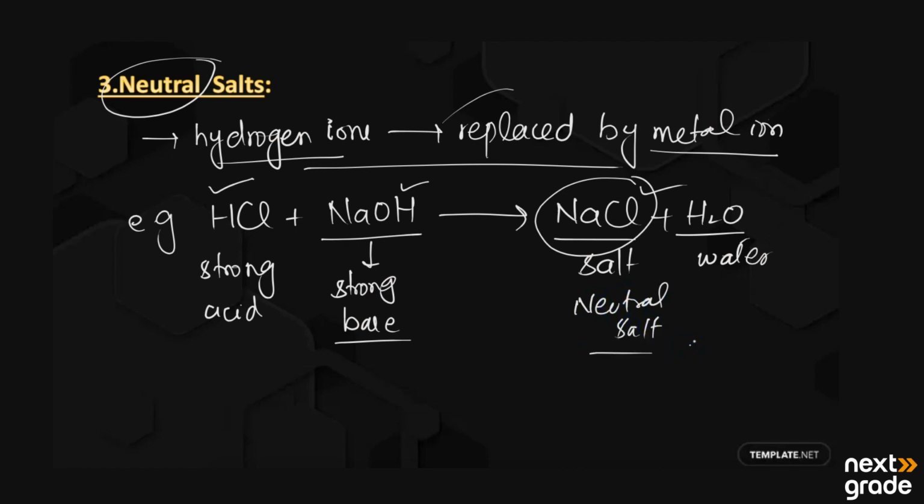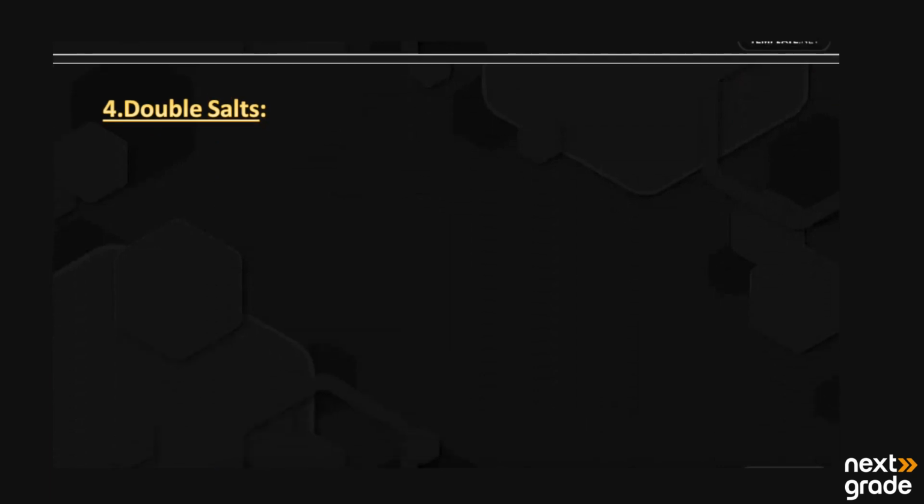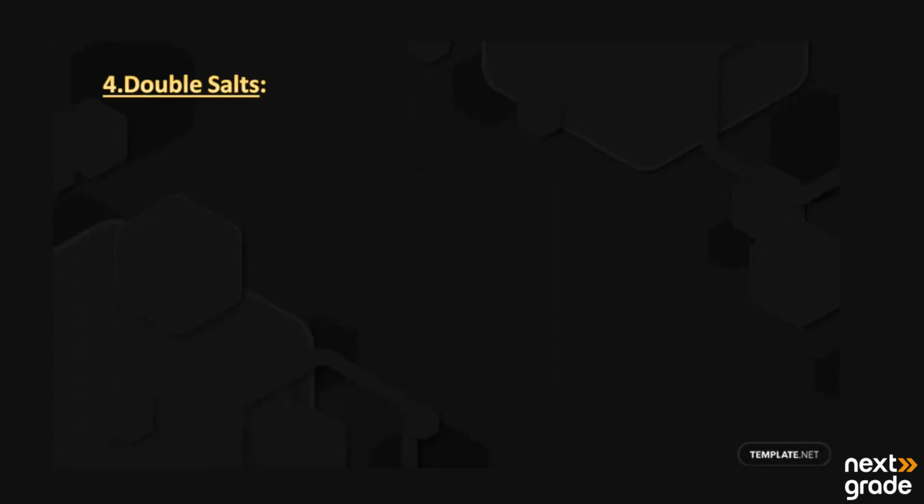So this was very simple. When all the hydrogen ions have been replaced by the metals, the resulting product is known as the neutral salt. Next we have the fourth type of salt, the double salt. Double salts are normally formed by the combination of two salts. When two salts are combined, the resulting product is known as a double salt.